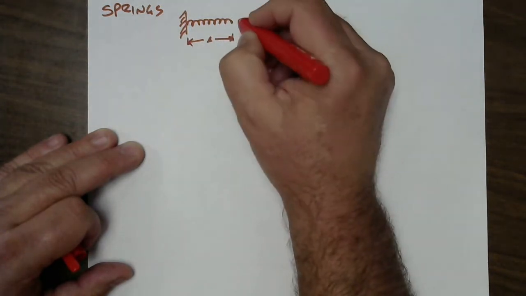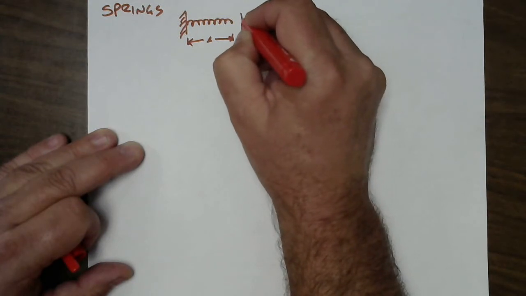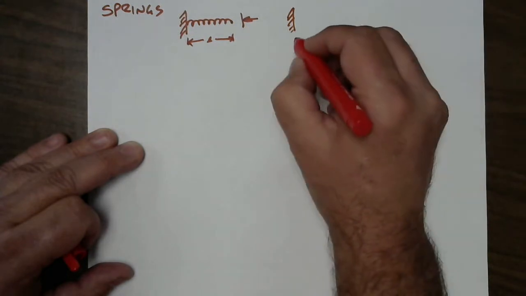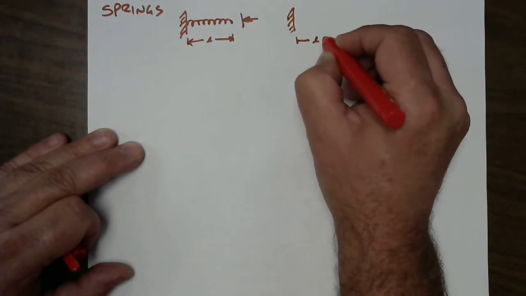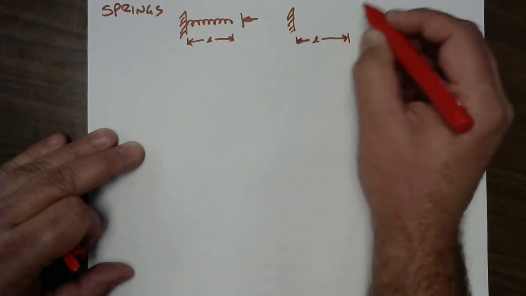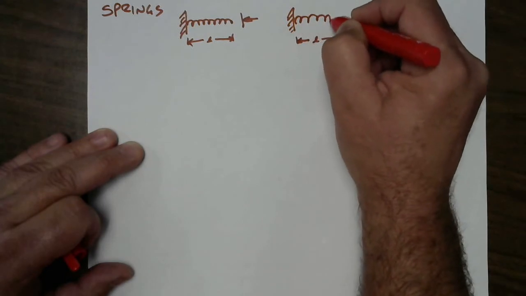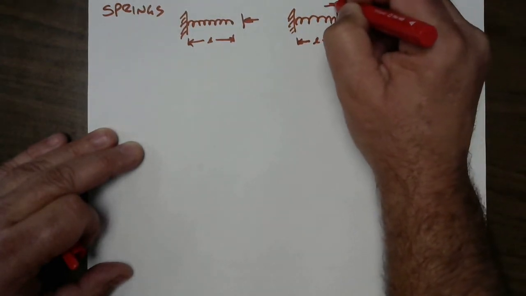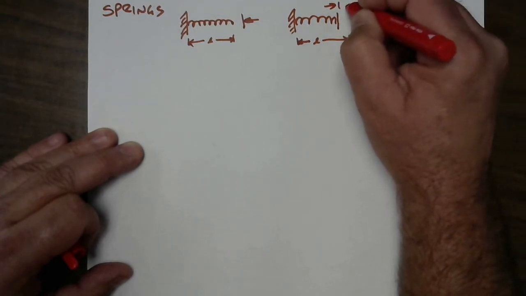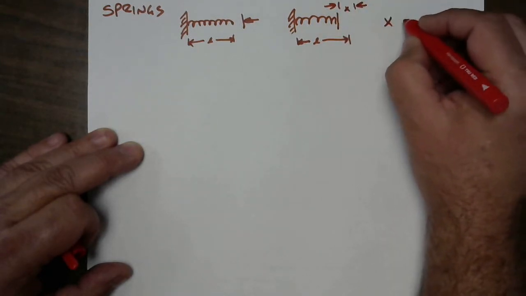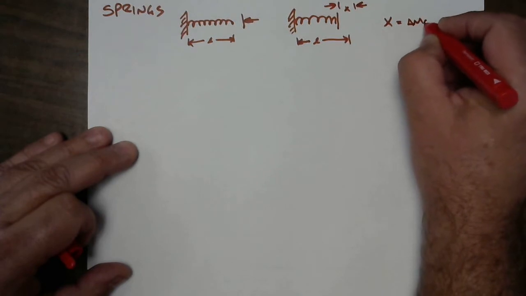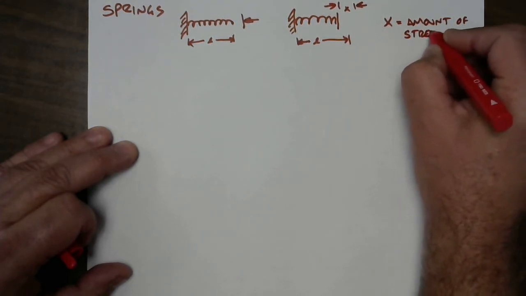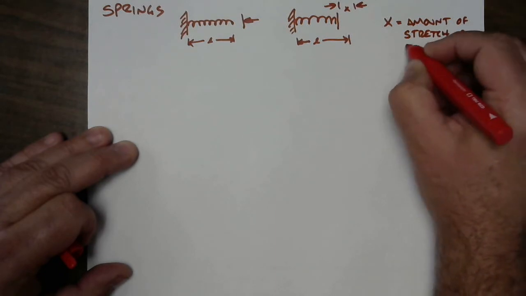What's important is if you were to compress the spring this way and shorten the length. So here was the original L, and now you're going to make the spring be significantly shorter. You've shortened it by a distance which we're going to call X. X is the amount of stretch or compression.